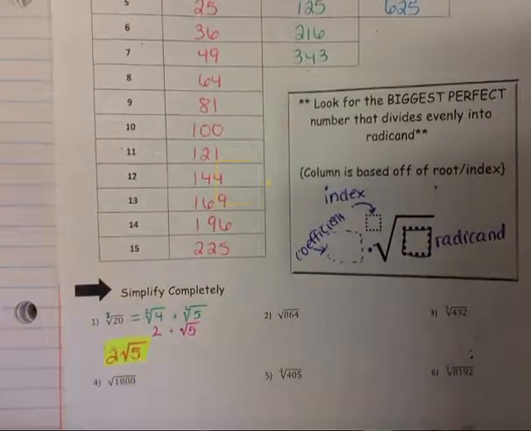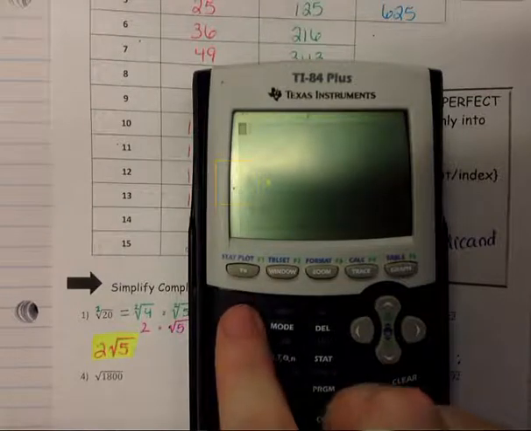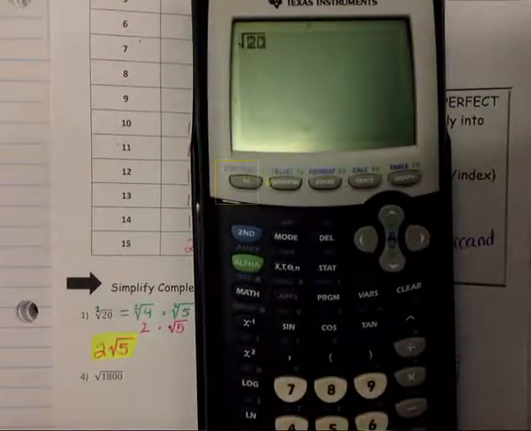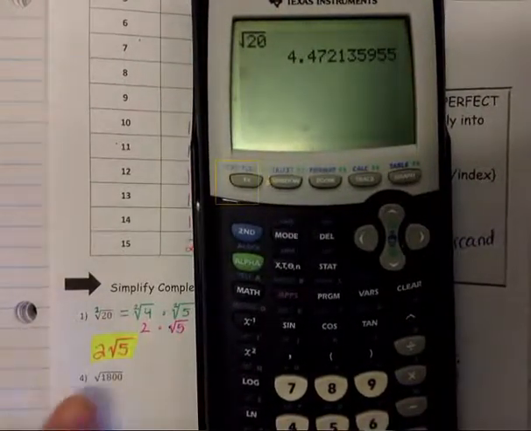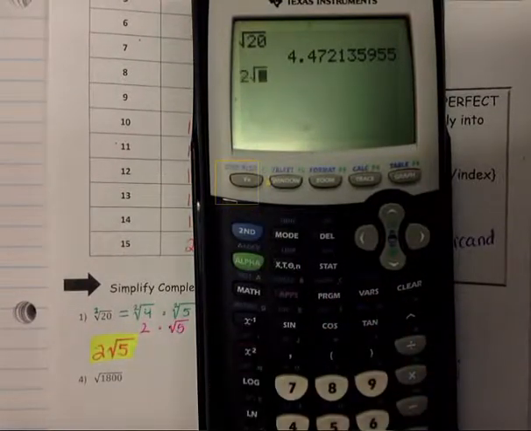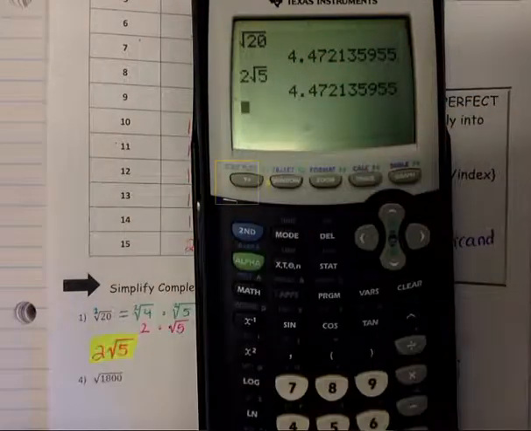And to make sure that we are at least on the right track, I can go into my calculator and type in the square root, so second square root symbol, 20, and I will get a decimal value because it is an irrational number. Now I'm going to check 2, then the square root symbol of 5, and then I see that I have the same decimal. So I know that I have at least simplified it.